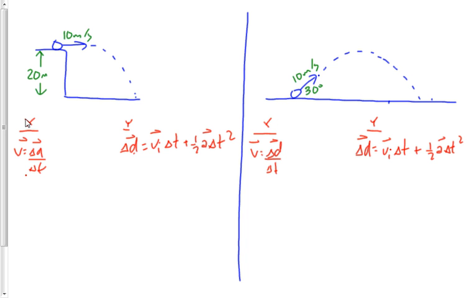Same 2 equations for problem number 1, problem number 2. Doesn't matter whether it's launched horizontally or at an angle. Now it comes time to plug numbers in. The horizontal velocity here is 10 meters per second. It's not launched at an angle. It's not part of that 10 horizontal, part of that 10 vertical. All of it is horizontal, 10 meters per second.